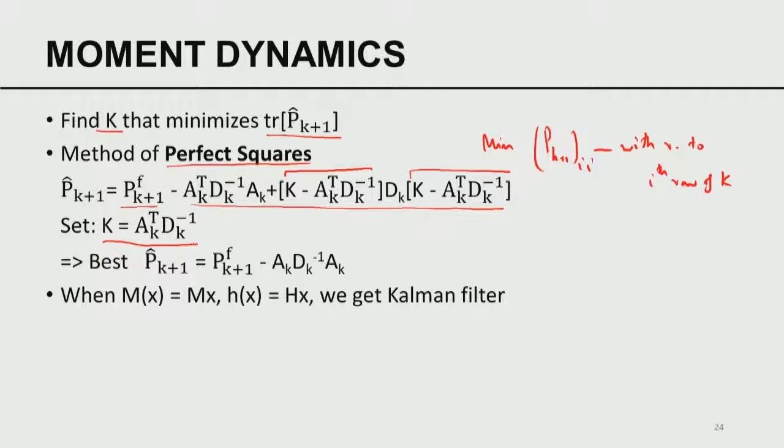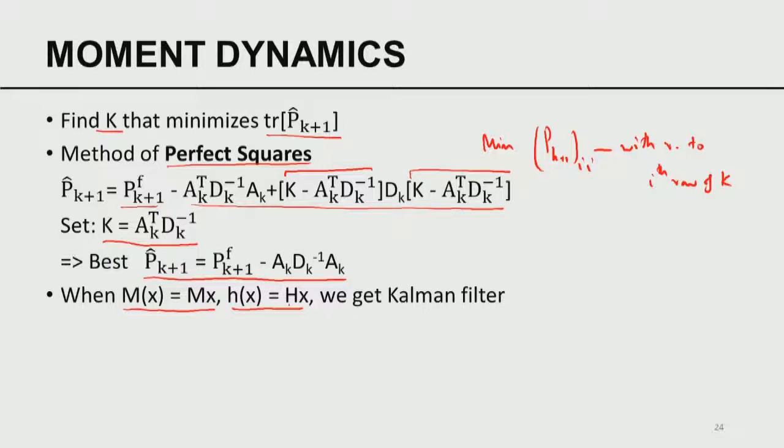In that case, my best or optimal covariance is given by this expression, where AK is the matrix already known, DK is the matrix that is already known. I would like to emphasize that this derivation is the generalization of the linear filter derivation. If M of x is equal to M times x, H of x is equal to H times x, this derivation I had given in the past 5-6 slides reduces to the derivation of the Kalman filter, the moment dynamics for the Kalman filter.